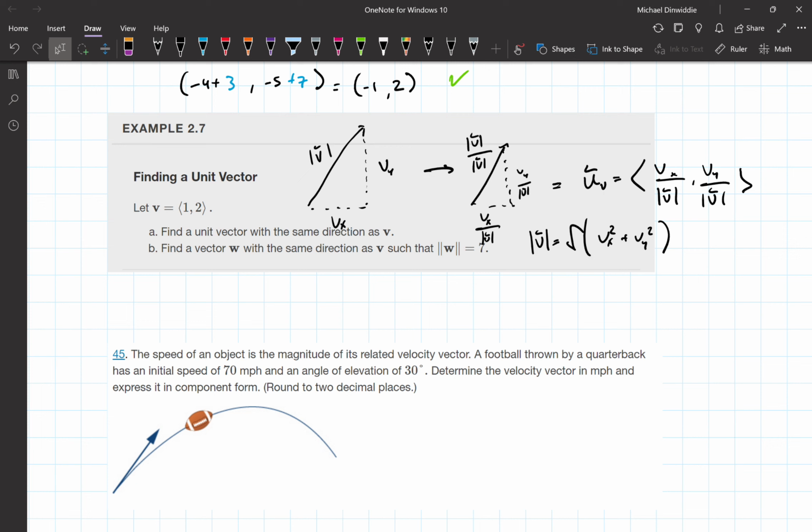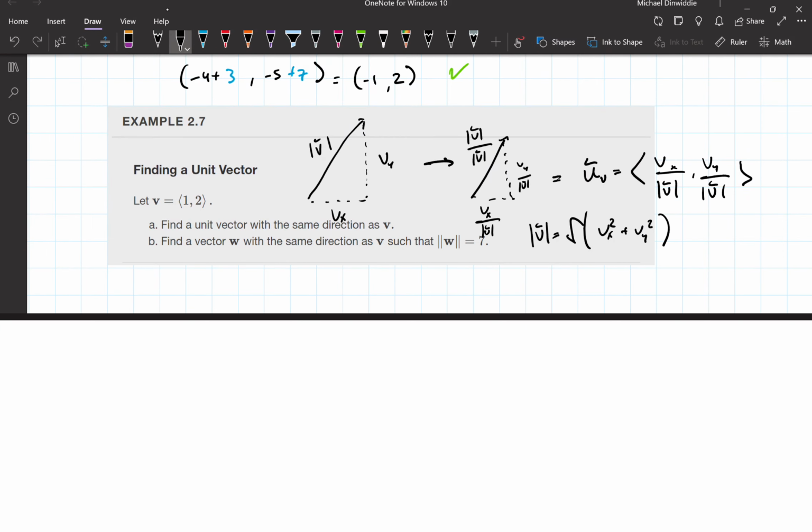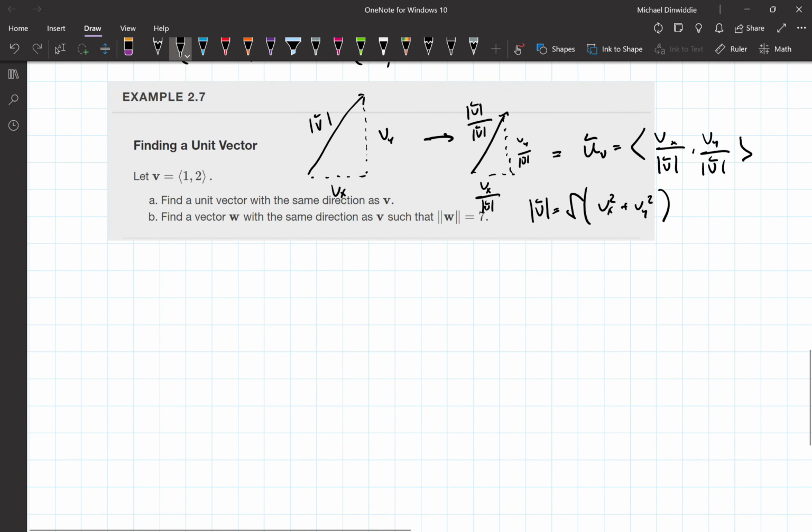So let's go ahead and do a test, and I'm going to delete this last one because I don't think we have time for it. I don't want to make a 50-minute video. So let's go ahead and describe the unit vector here, where v is equal to (1, 2).